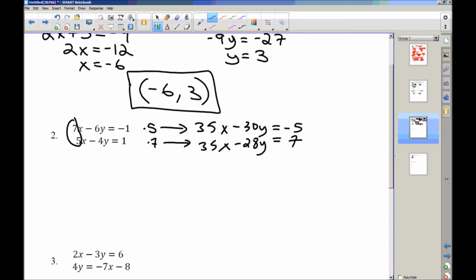And then I'll do 7 times negative 4y, which gives me negative 28y, and 7 times 1 for 7. Now you could have also timesed the top one by 4 and the bottom one by 6, if you wanted to do it that way. Then we can make the y's be the same number.